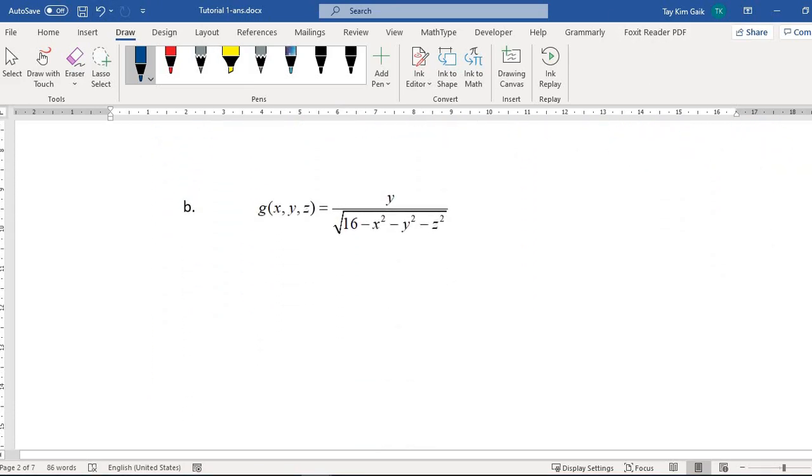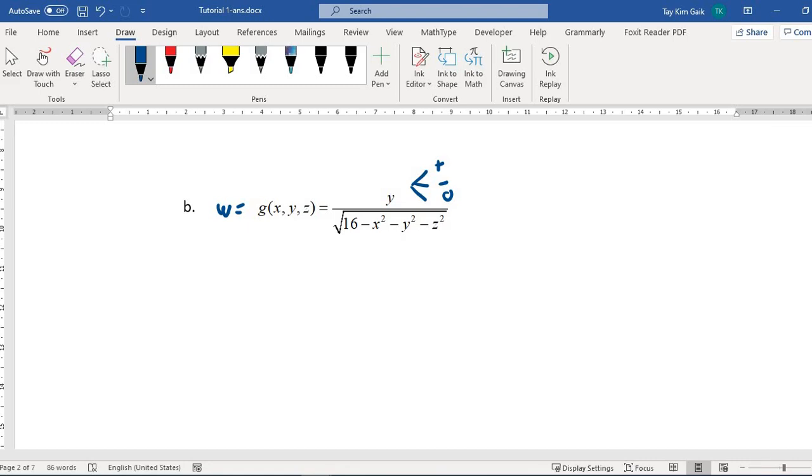For question B, this is w. w is a function of three variables, x, y, z. Then we have the numerator y and the denominator a square root function. For the numerator y, you can have all values, positive, negative, or 0. But for the square root function, we said we must have greater than or equal to 0.